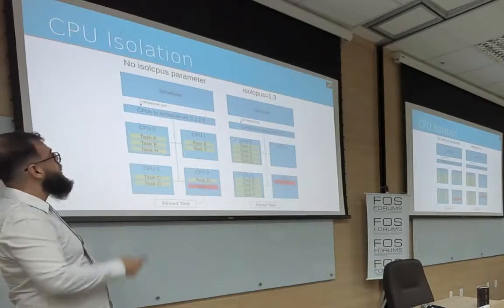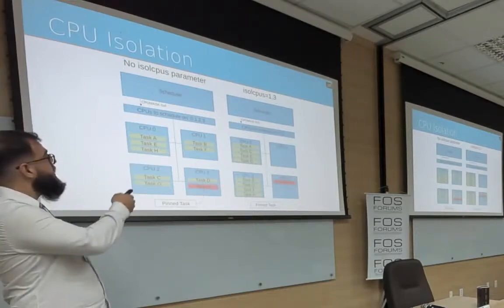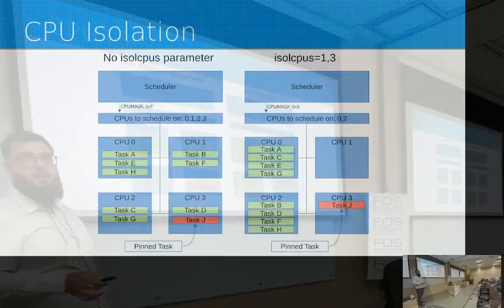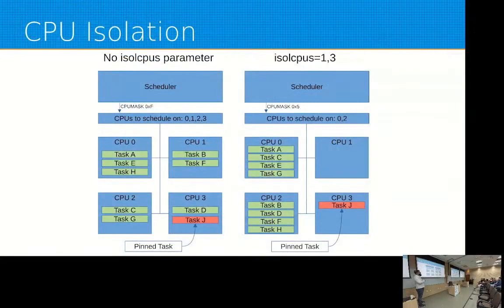When you pass isolated CPUs, for this example 1 and 3, CPUs 1 and 3 are free. The scheduler won't automatically schedule anything there. So you have to manually pin a task here, and this task will run without any competition. So you are sure that you don't have anything else running on that CPU.